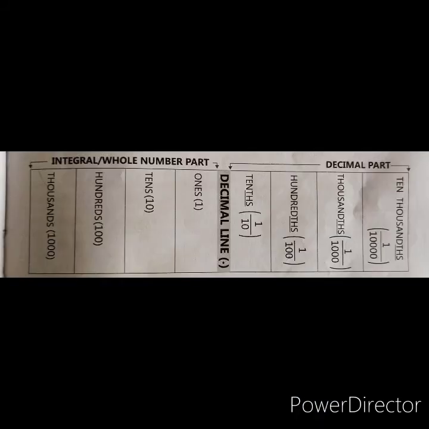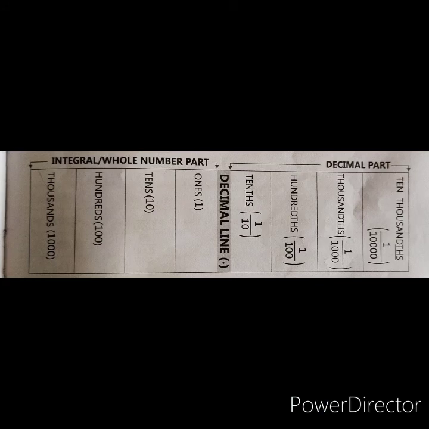So in this chapter we are going to start with what is decimal, how to read and write decimal, how to place a decimal number in a place value chart, and how to convert a decimal into a fraction and a fraction into a decimal. So let's get started. This is a decimal place value chart.